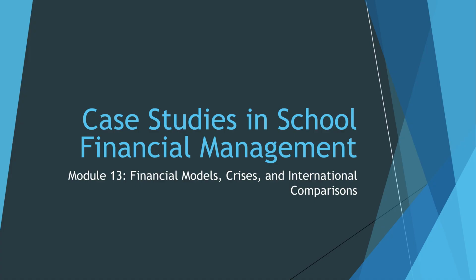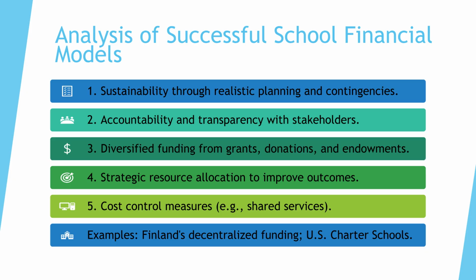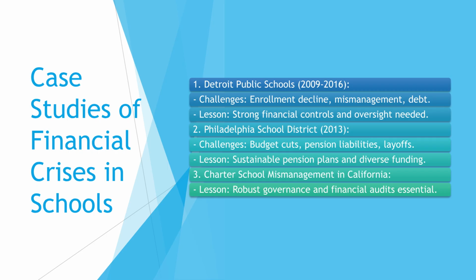Module 13 covers case studies in school financial management, focusing on financial models, crises, and international comparisons. Successful financial models emphasize realistic planning, accountability, diversified funding, and strategic resource allocation. Examples include Finland's decentralized funding and U.S. charter schools. Financial crises, such as those in Detroit Public Schools and the Philadelphia School District, teach the importance of strong financial controls, sustainable pension plans, and robust governance.